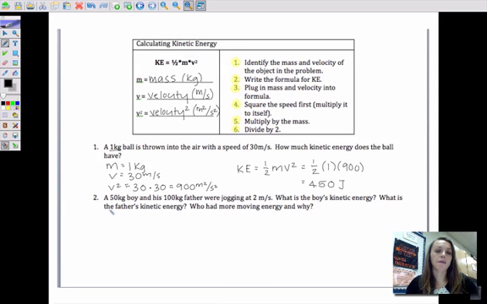In this next problem, we have a 50 kilogram boy and his 100 kilogram father jogging at 2 meters per second. What is the boy's kinetic energy, and what is the father's kinetic energy? Who had more moving energy, and why? In this last problem, we're actually doing two problems. We're going to be solving for the boy, and we're going to be solving for the father. In each of these cases, they're each going to have their own variable chart. Because we're solving for kinetic energy, we're going to need mass, velocity, and velocity squared.